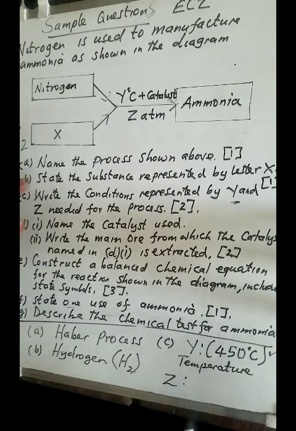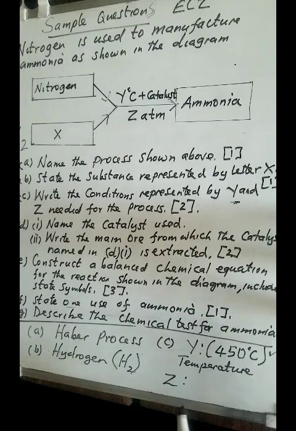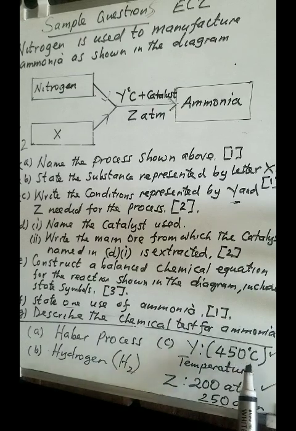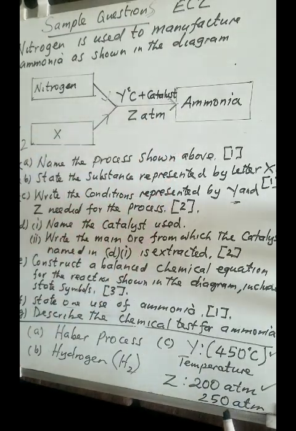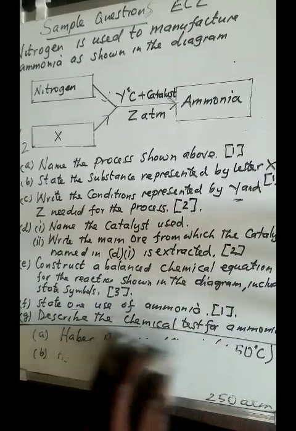Then in terms of Z, if you notice, it says Z ATM. ATM is a unit for pressure. So Z is representing pressure, but what is the pressure? You can say 200 ATM. Others are going to be saying 250 ATM. But like I said, at this temperature of 450 degrees Celsius, 200 ATM is the best pressure to yield more of the ammonia that is going to be produced. All right. We can move on to the D part.